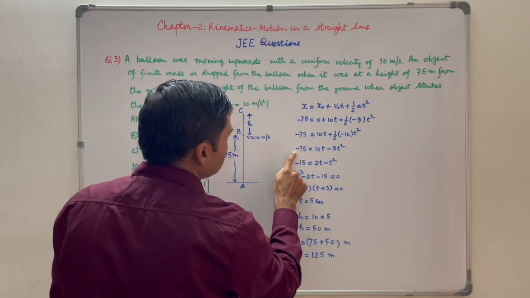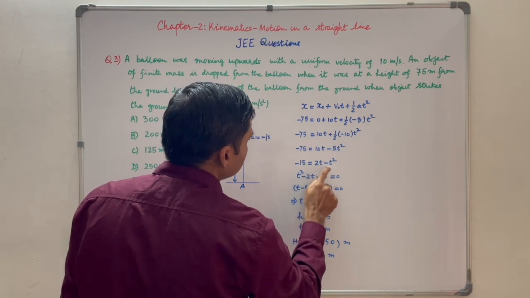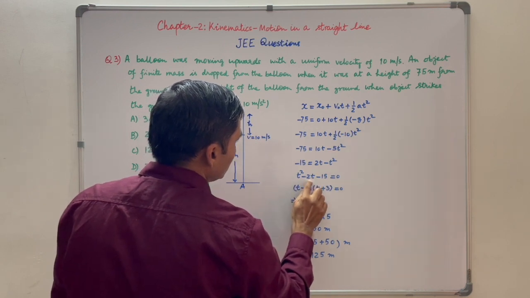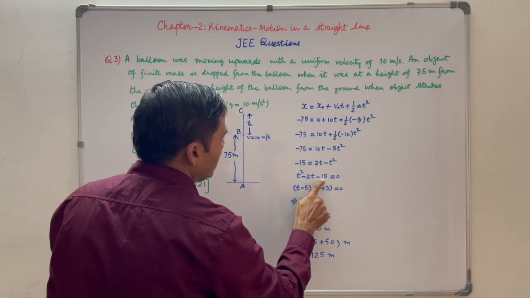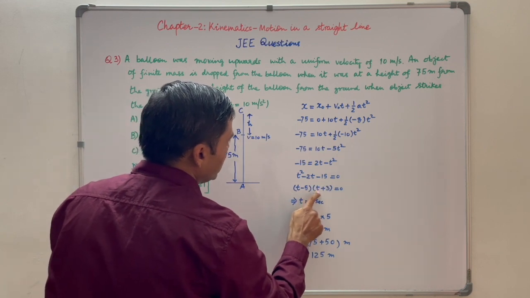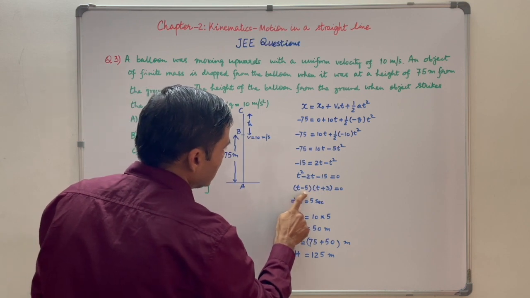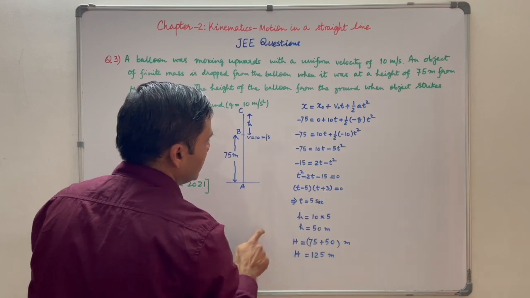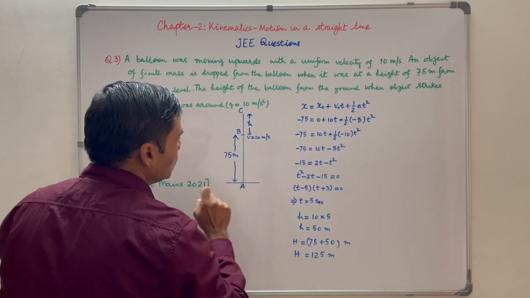Now divide this whole equation by 5. So it will be minus 15 is equal to 2t minus t square. Now change the sides. So it will be t square minus 2t minus 15 is equal to 0. Now its two factors will be minus 5 and plus 3. So t minus 5 into t plus 3 is equal to 0. So time will come out to be plus 5 or minus 3. Time cannot be negative, so minus 3 can be neglected. So t is equal to 5 seconds, means the object will take 5 seconds to reach the ground.